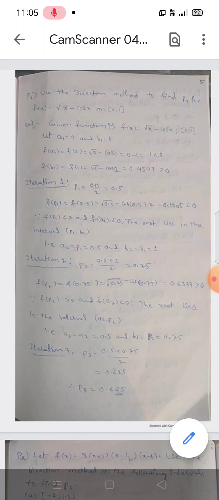Okay, today practical problem 1. P1 and practical 1. Use the bisection method to find P3 for f of x is equal to root x minus cos x on closed interval 0, 1.